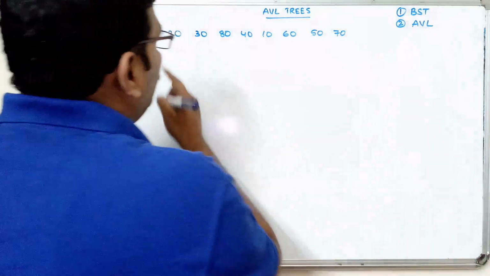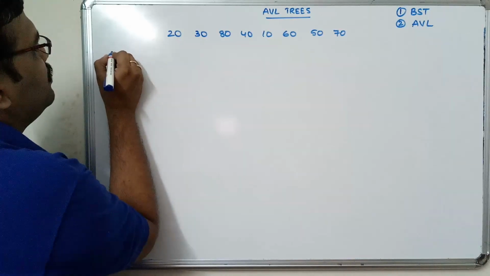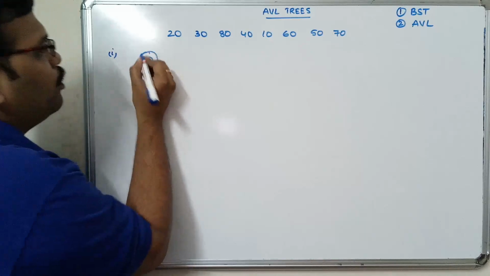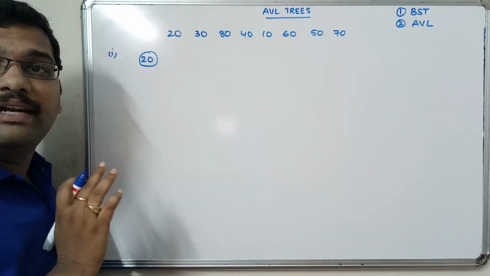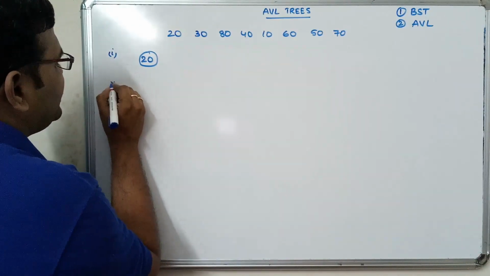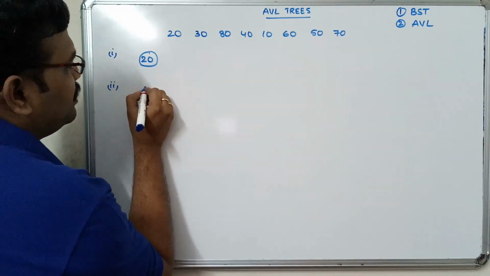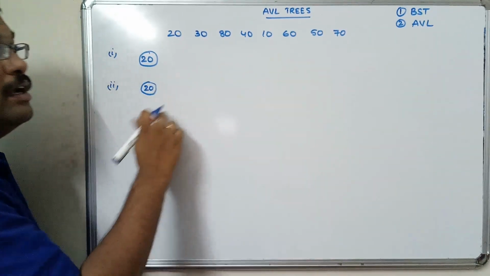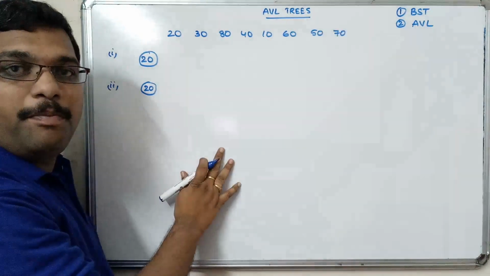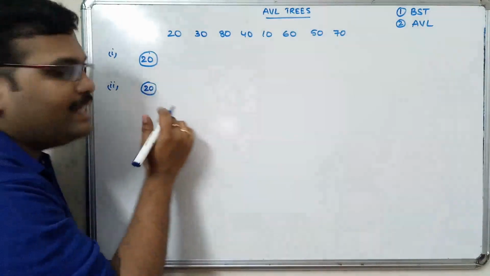Right? So first consider the 20. So first step, 20 is a root node because the AVL tree is empty. So 20 is a root node. Now second step, insert the 30. After inserting that 30, based upon the property of BST and AVL tree. So based upon the BST property, 30 is greater than 20. So 30 should be inserted on the right hand side of 20.